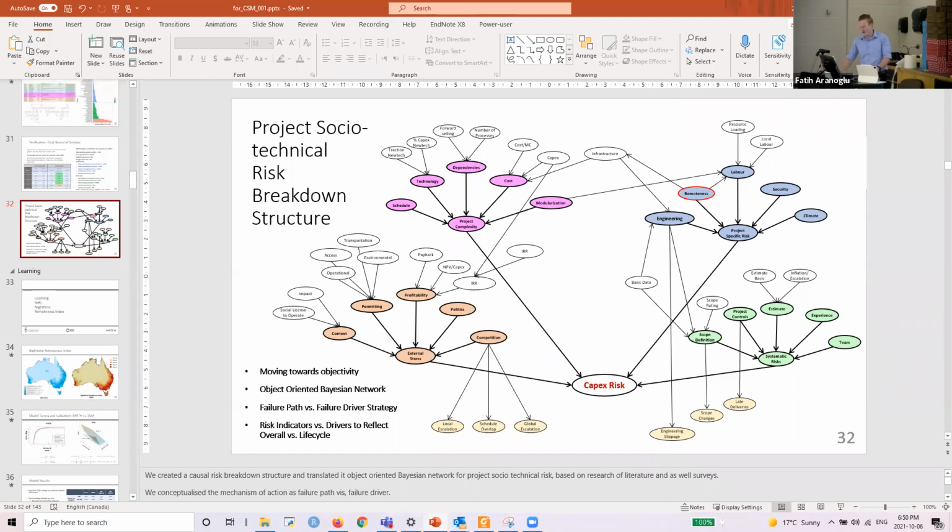I'll read the question from the chat first. The question is from Ken Kukling. The world is continually changing, so will the model need to be regularly updated or trained as specific risks increase or decrease in importance over time? Did you get that? Yes.